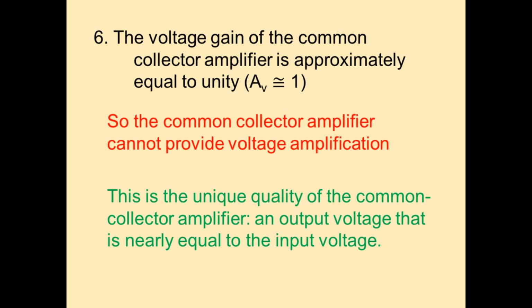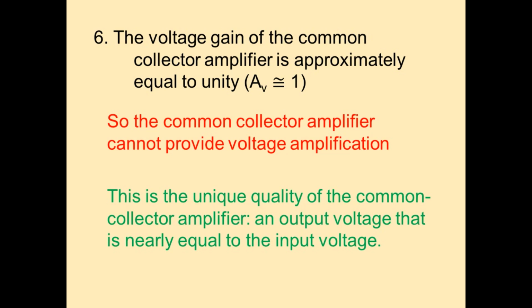Next, voltage gain. The voltage gain of the common collector amplifier is approximately equal to 1. It means that there is no voltage gain. So the common collector amplifier cannot provide voltage amplification. In the case of common collector configuration, current gain is very high and there is no voltage gain.